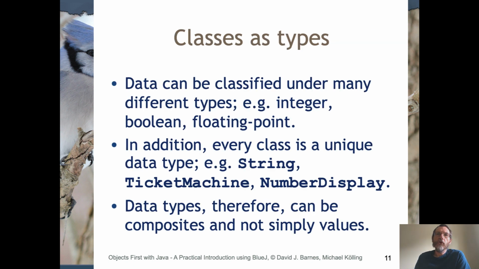So what we're introducing is this idea of classes as types. Every class is a unique data type: ticket machine, number display, string, whatever it might be. And once we've introduced a new class, we can then declare variables of that type.